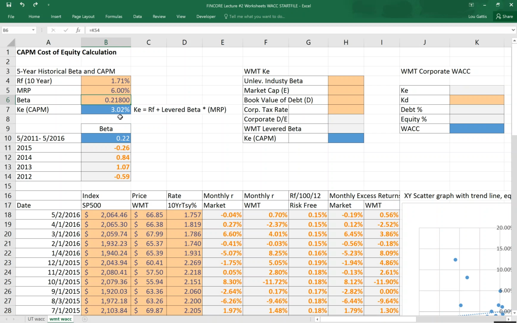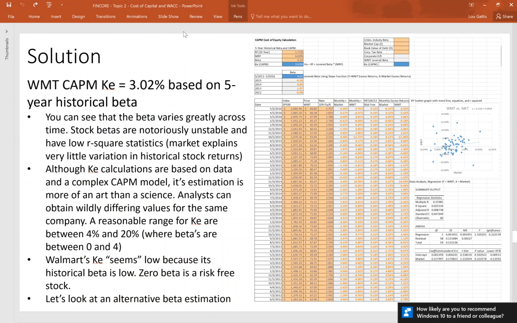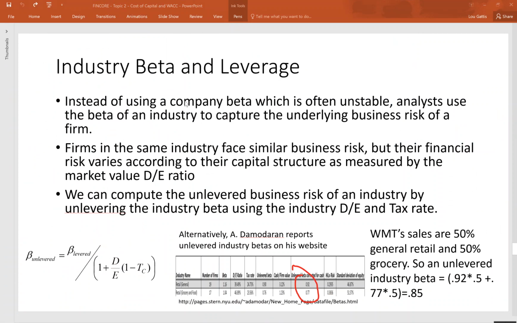So I'm going to hit undo. I wanted to show you that estimating historical betas can be dangerous or volatile. So I always have a look if it's really varying from that 5-year average. I'm really concerned about using historical betas. So I'm going to show you one other method for calculating beta. And that is, I'm going to look at the betas for the average firm in Walmart's industry. It's going to be much more stable.